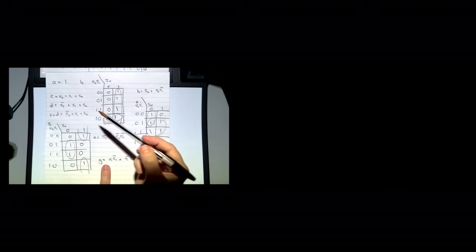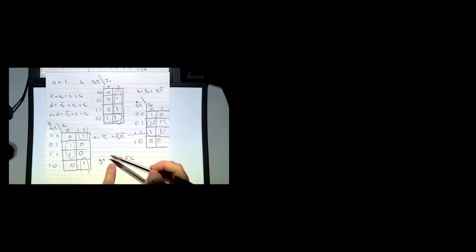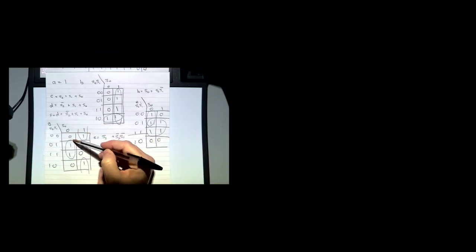So how did you get S1, S0 bar? Did I make a mistake? No, I'm just confused. Okay, so I'm doing this group. Yep. So what does this group have in common? What do all the entries in this group have in common? Well, they all have the S1 is 1 in common, and they all have the S0 is 0 in common.